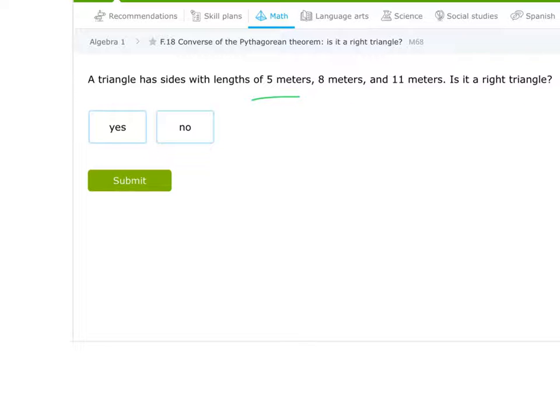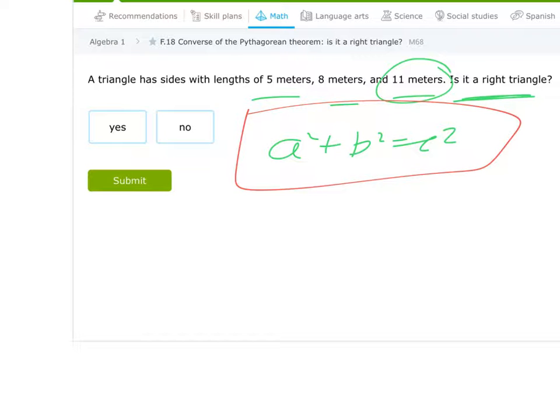So a triangle has sides of 5, 8, and 11. Again, 11 is going to have to be our C, because we're checking to see if this is a right triangle. In terms of work, here's what I would look for. You don't have to write a squared plus b squared equals c squared every time, but I would recommend having this at the top of your paper. And then your work would be you plugging everything in. 5 squared plus 8 squared. Does that equal 11 squared?